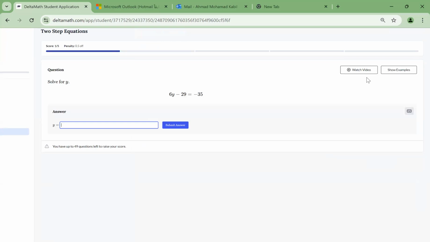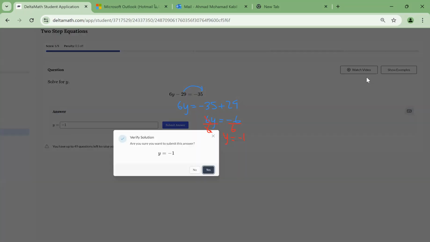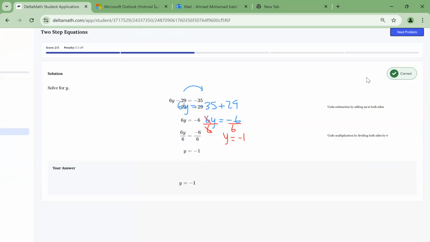We have 6y minus 29 equals negative 35. We take the 29 to the other side. So 6y equals negative 35 plus 29. So 6y equals negative 6. And then we divide both sides by 6. These would cancel out, and then y equals negative 1. And this is correct as well.